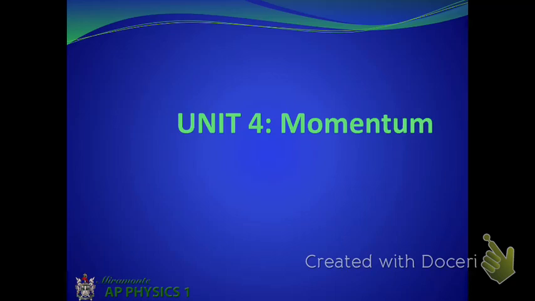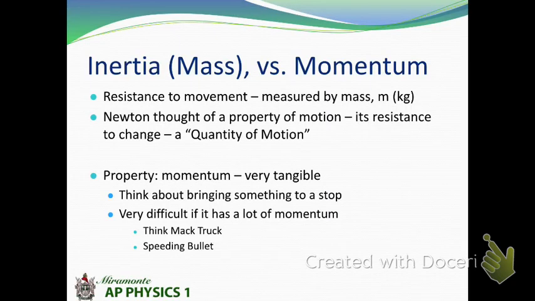All right, today we are starting our unit on momentum. We defined earlier the notion of inertia and how difficult it is to get something to move, and we quantify that by using mass in kilograms. But now we want to quantify motion. This was Newton's idea. How do we quantify how hard it is to get something to stop?